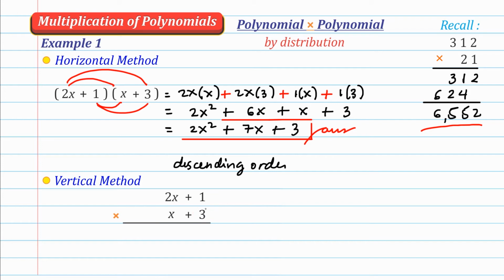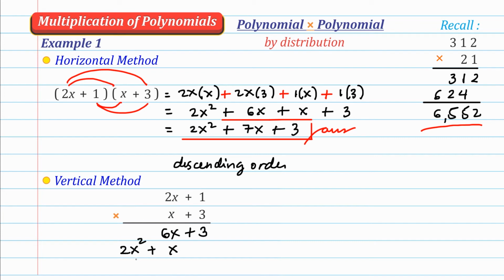Let's start. Distribute 3 first. 3 times 1, we know, is 3. Make sure you write the sign. And then, distribute 3 to 2x. 2x times 3 is 6x. Next, we're done with 3. Let's distribute x this time. X times 1, we know is x. Now take note, we should align it with the term that also has x as the literal coefficient. And of course, the sign is plus. And then finally, distribute x to 2x. X times 2x is 2x squared.